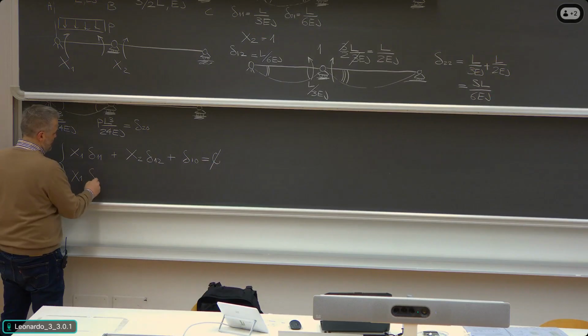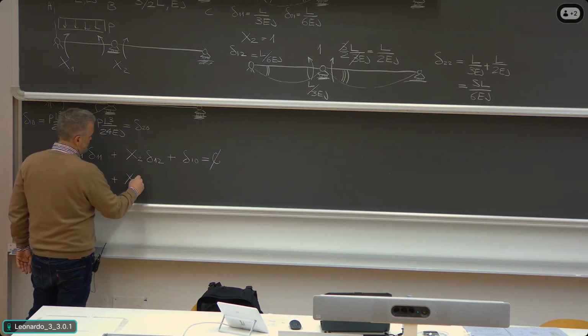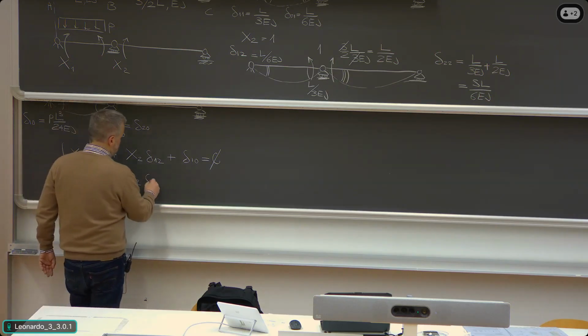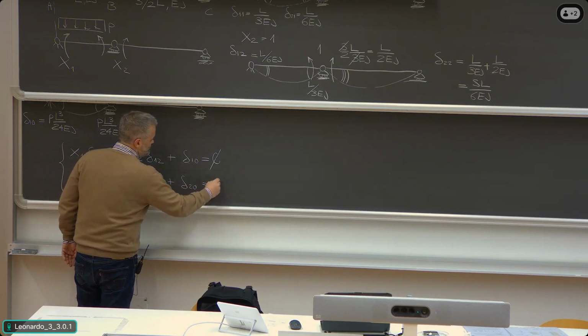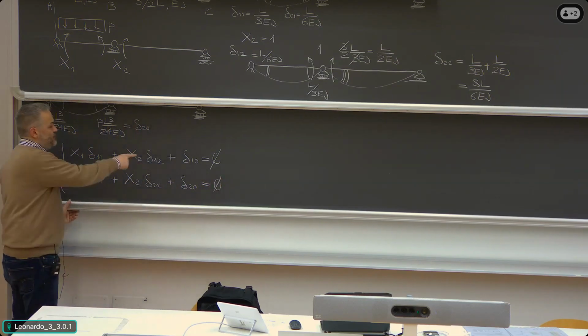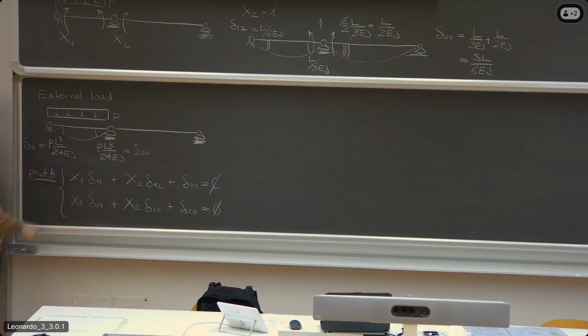x1 delta 2,1 plus x2 delta 2,2 plus delta 2,0 equals 0. This is for point A, meaning the absolute rotation at this point, which is in contact with the ground, is 0. This is at point B.